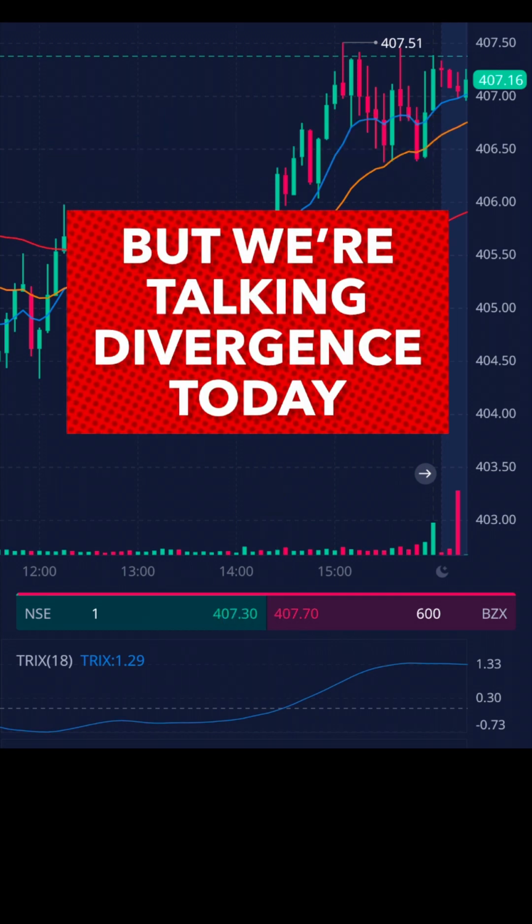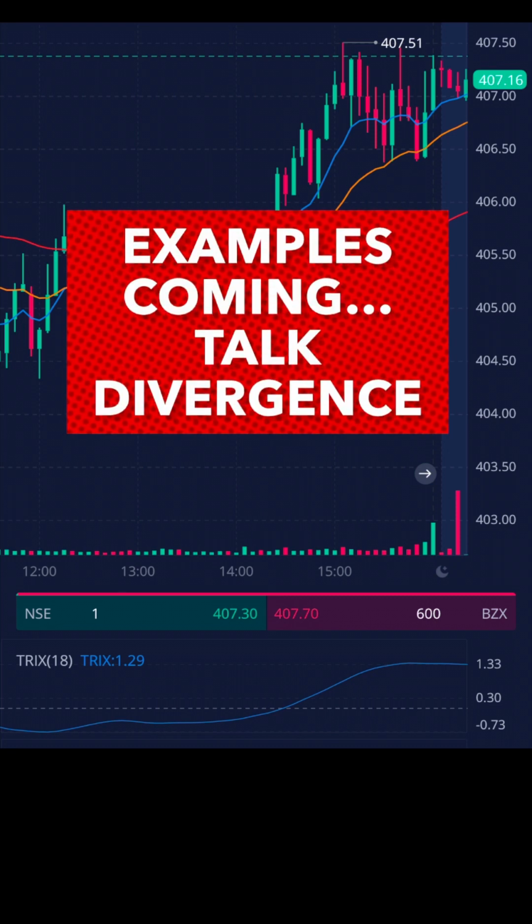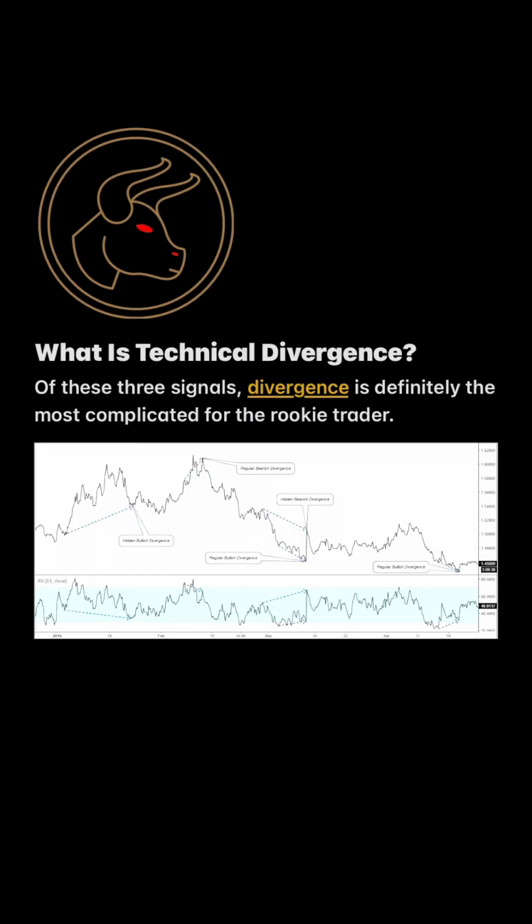However, in this particular block of instruction, we're talking about divergence, and you guys are going to get a lot of charts, hopefully breaking down what we're looking for with divergence. Of these 3 types of signals, you can understand why divergence is probably the most complicated, specifically for the newer investor or the rookie trader.